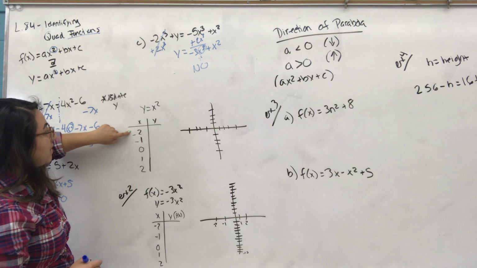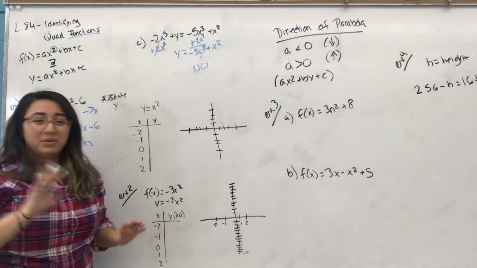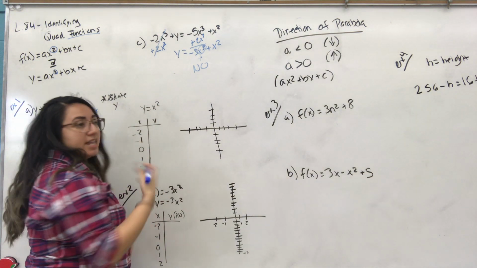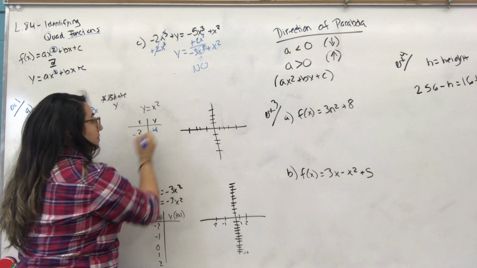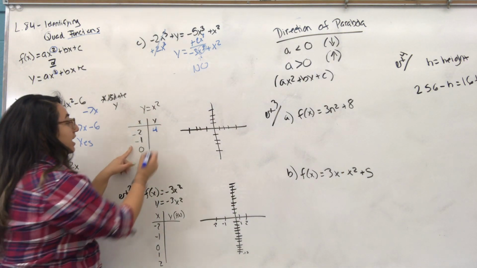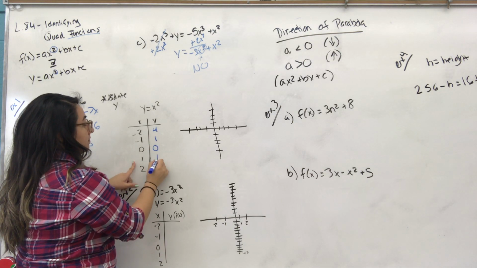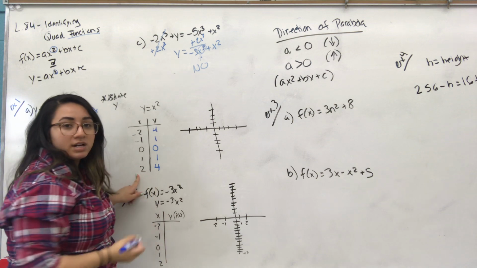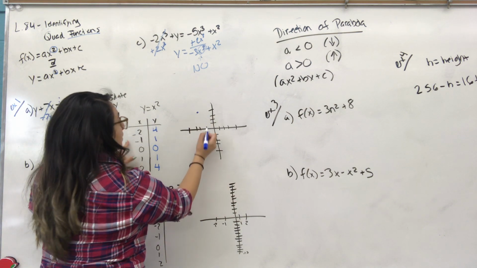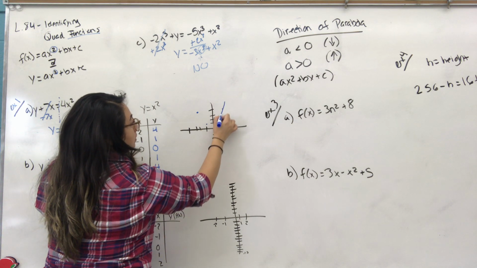So here, if I were to put negative 2 in place of x, I'll have negative 2 squared. I end up with positive 4. If I put negative 1 in place of x here to solve for y, I end up with positive 1. 0 squared is 0. 1 squared is 1. 2 squared is 4. If I were to graph this, I have negative 2, 4, negative 1, 1, 0, 0, 1, 1, and 2, 4.